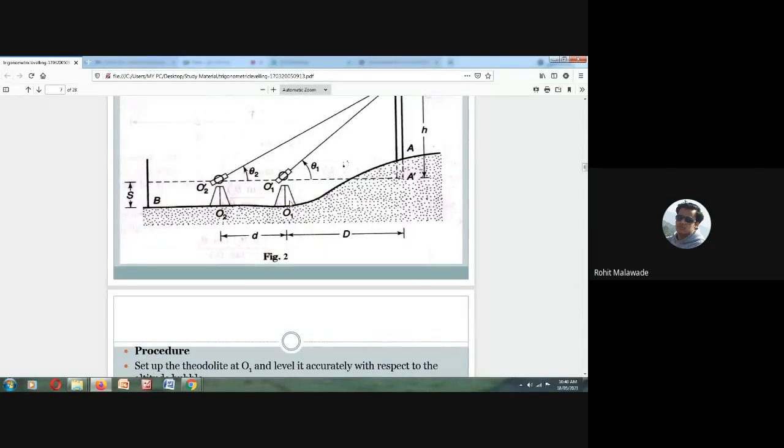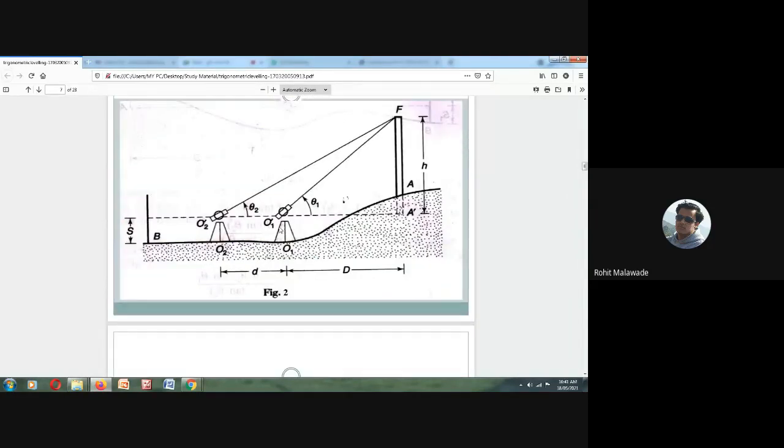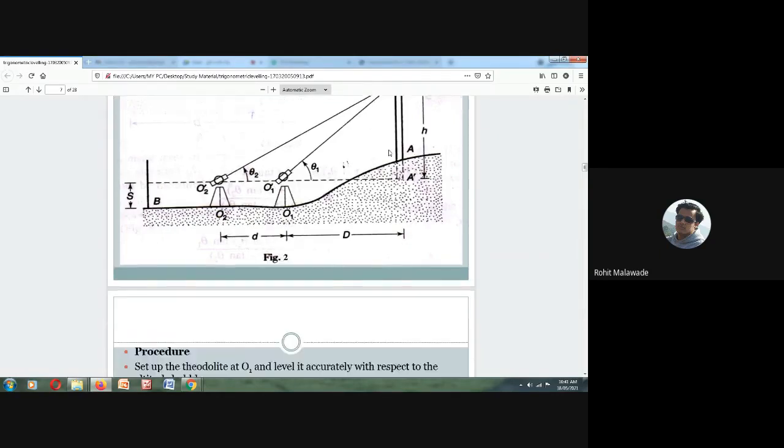Okay. Now what we need to do is set the theodolite at O1 and level it accurately with respect to the bubble, right? This is the point O1. We are going to keep the instrument, do the centering, leveling, and then focusing. Direct the telescope towards, actually it is written O2 by mistake, here we need to direct it towards the point F. From O1, you will be directing towards the point F.